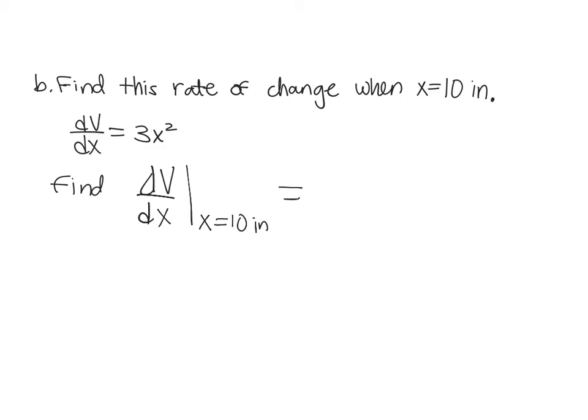So all we're going to do is replace x with 10. So 3 times 10 squared, and that gives us 300. And since it was inches and we got inches squared, those are our units. So the rate of change of the volume with respect to x when x equals 10 inches is 300 inches squared.